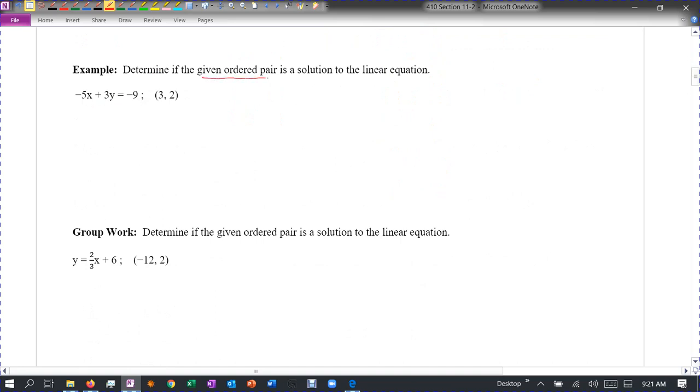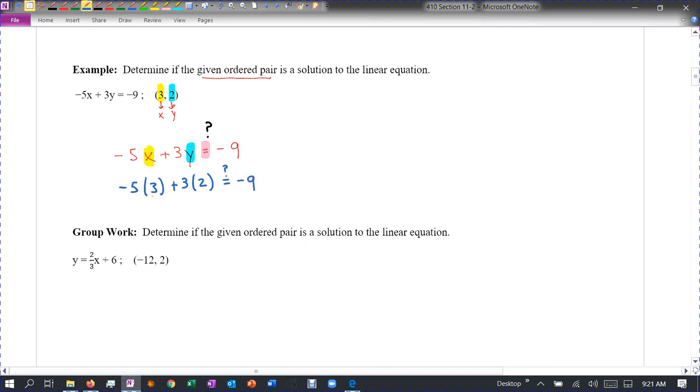Determine if the given ordered pair is a solution to this equation. So remember, with an ordered pair, this is x and this is y. So what they're really asking us to do here is to take this equation, linear equation in two variables, and replace x with 3 and replace y with 2 and see if it's true. So we're going to see, is it still true or not? So I'm going to write this down. I'm going to do -5, and I'm going to replace x with 3, so times 3, plus 3, and then replace y with 2, times 2. Does that equal -9? That's the question.